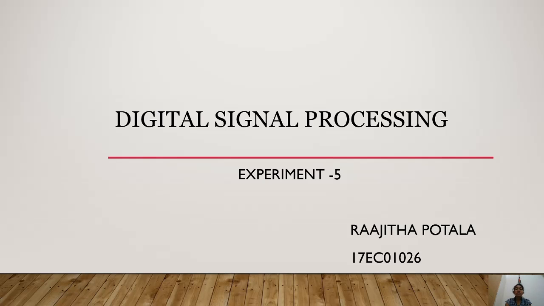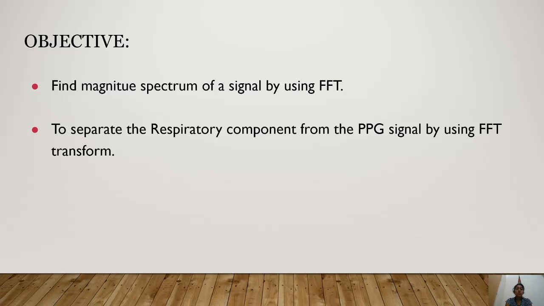Today we'll be discussing the fifth experiment in the digital signal processing laboratory. So, our main objective is to find the magnitude spectrum of a signal using the fast Fourier transform, and our second objective is to separate the respiratory component from the PPG signal by using the FFT.